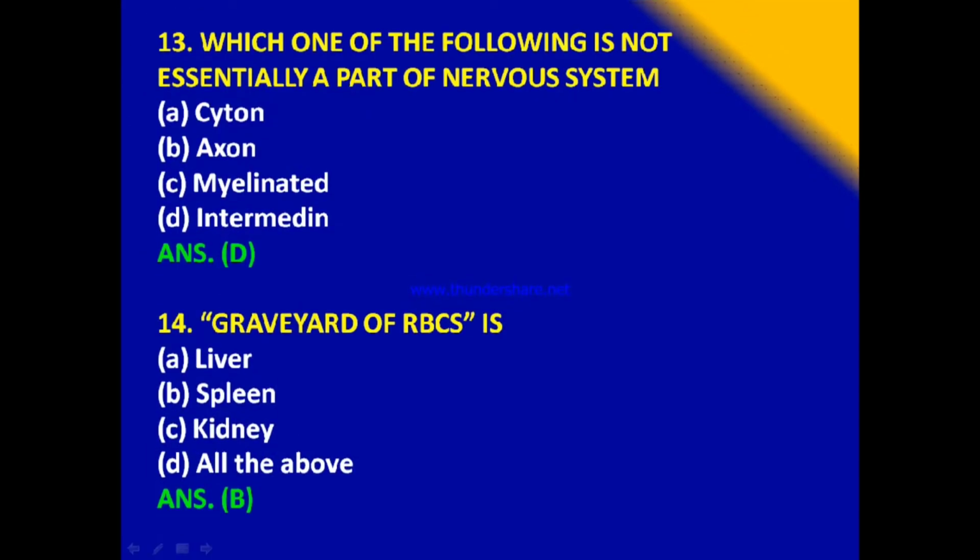Which one of the following is not essentially a part of nervous system? Cyton, axon, myelinated nerve fiber or intermedian. So intermedian is not an essential part of nervous system. Cyton, axon and myelinated nerve fiber are the parts of nervous system. Okay. Graveyard of RBCs is liver, spleen, kidney, all of the above. So the right answer is spleen. Graveyard of RBC is spleen.